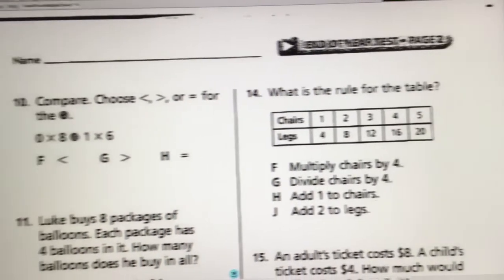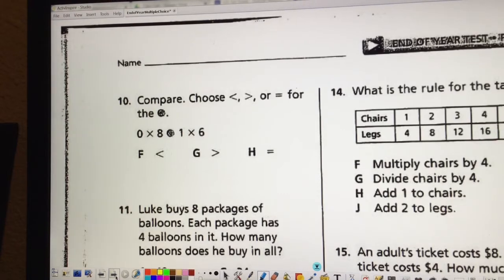Okay, then we go to number 10. Another thing with equality, but you have to answer both sides. You have to answer, is 0 times 8 less than, greater than, or equal to 1 times 6? So you have to answer the left side, and then you have to answer the right side.